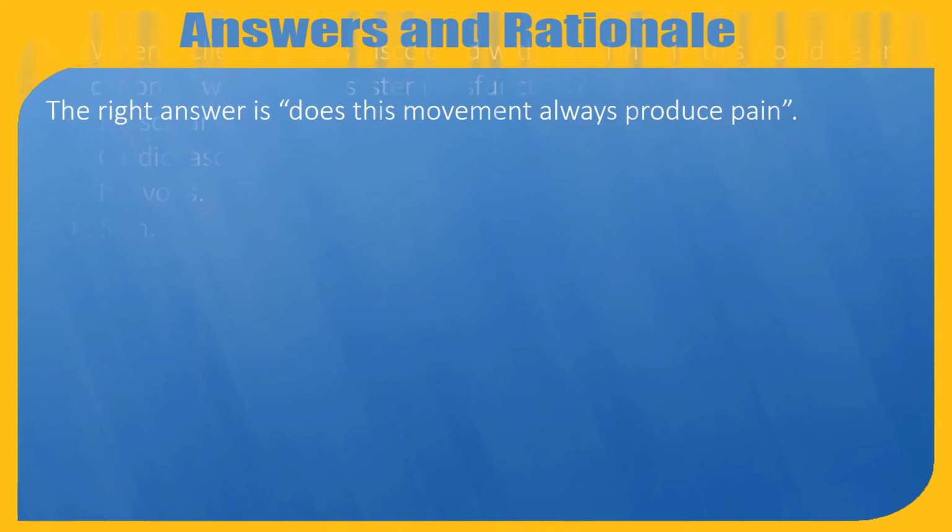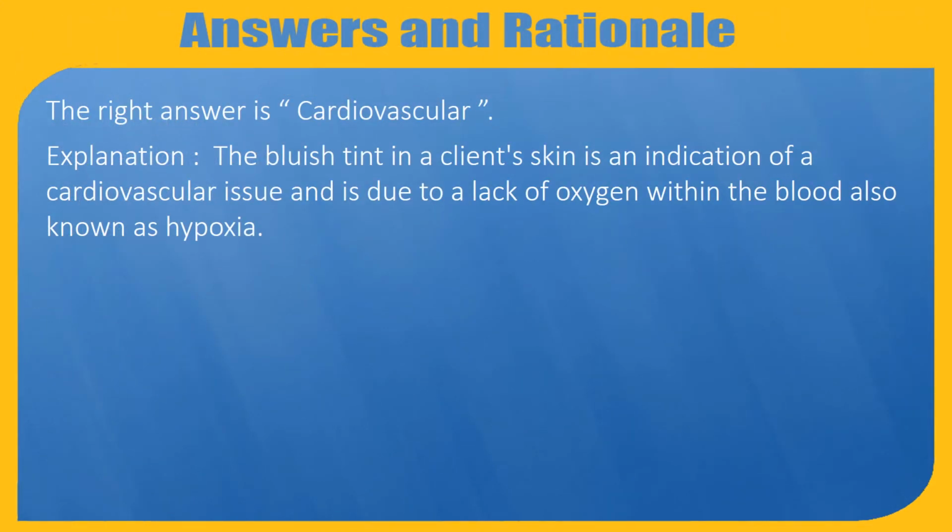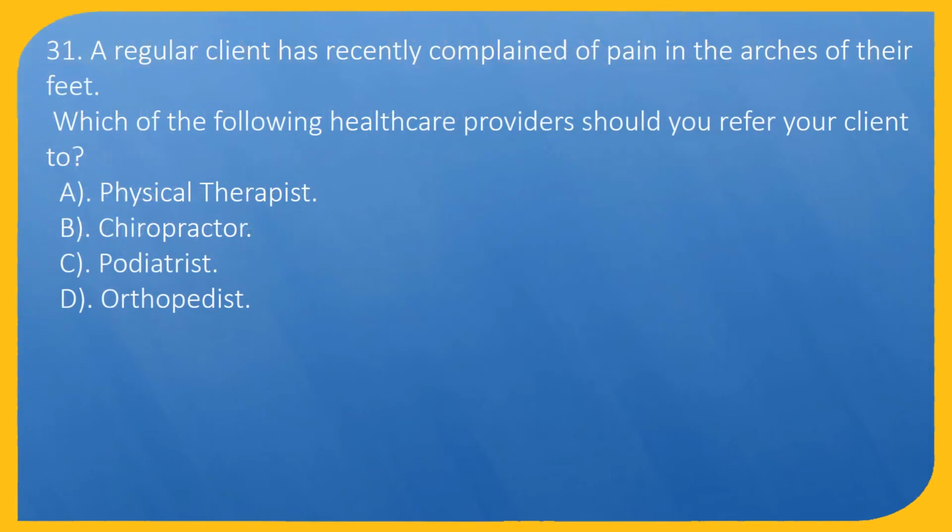Question 30. When a client's skin is discolored with a bluish tint, this would be an indication of which body system dysfunction? A. Muscular. B. Cardiovascular. C. Nervous. D. Skin. The right answer is cardiovascular. Explanation: the bluish tint in a client's skin is an indication of a cardiovascular issue and is due to a lack of oxygen within the blood, also known as hypoxia.